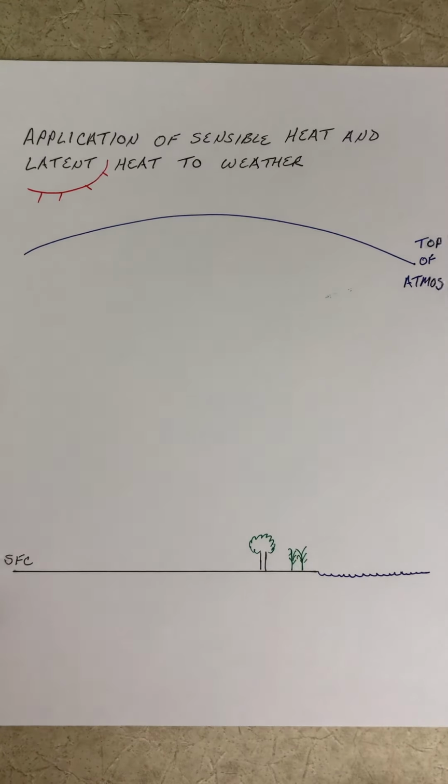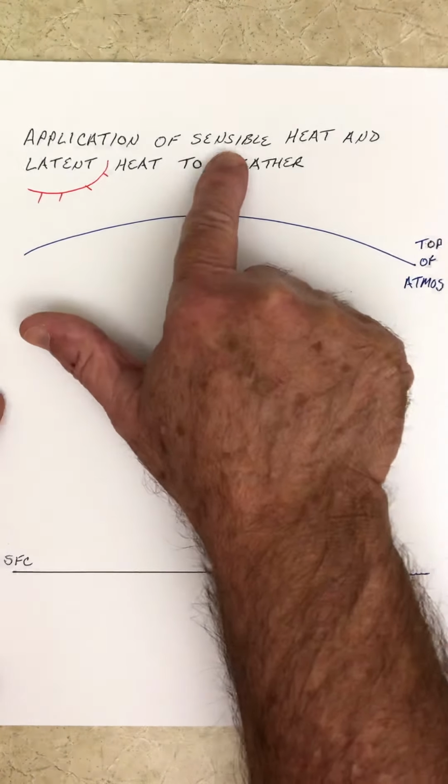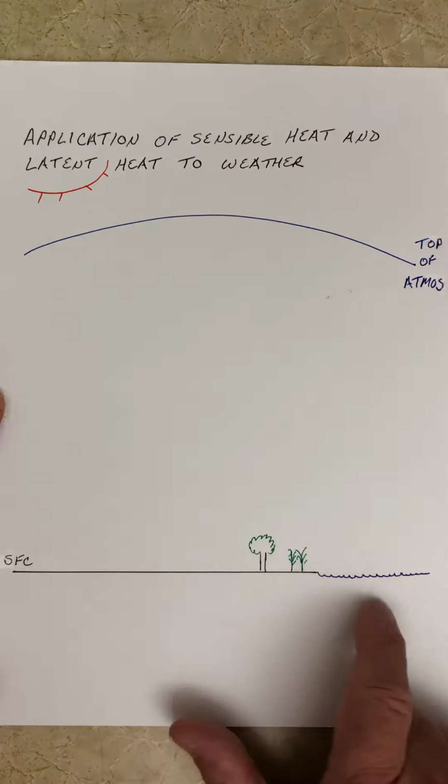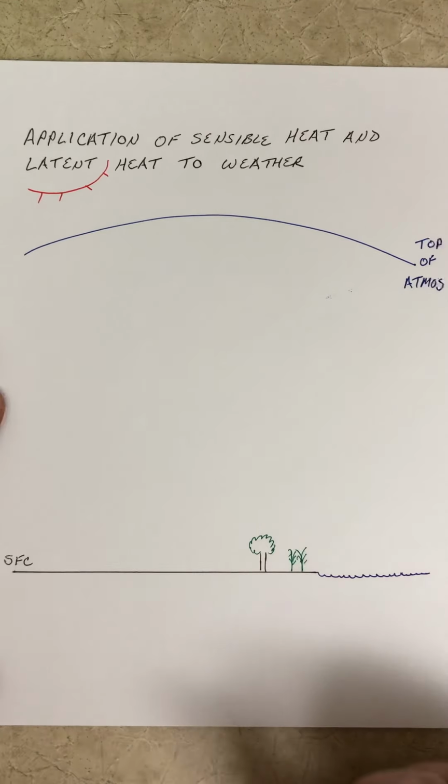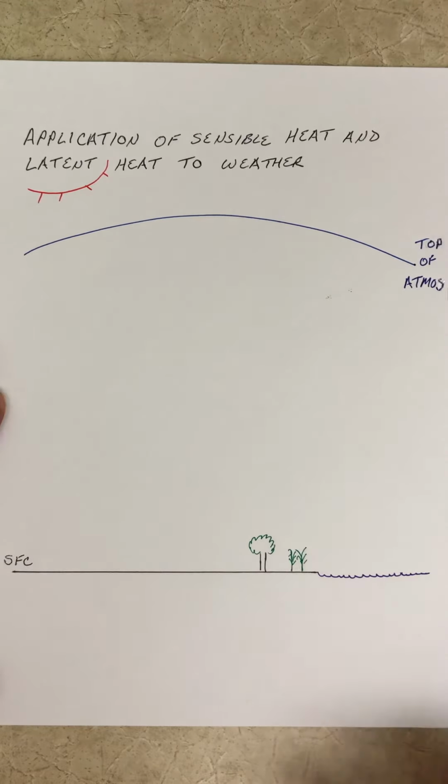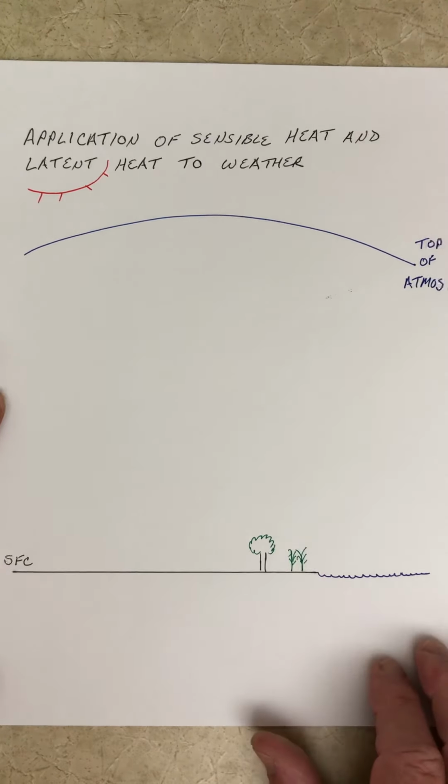Hi class. Let's look at the application of sensible heat and latent heat to weather. First, we're going to take a look at the application of sensible heat. So we've got this figure here. You're going to look at this as we're drawing it and go, haven't we already drawn this figure? Yeah, we have. And we're just going to add a little bit to this figure. And we're going to continue to add a little bit to this figure throughout the semester.